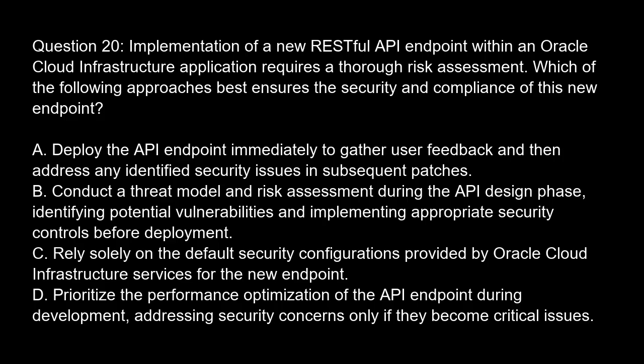Option C. Rely solely on the default security configurations provided by Oracle Cloud Infrastructure Services for the new endpoint. Option D. Prioritize the performance optimization of the API endpoint during development, addressing security concerns only if they become critical issues.